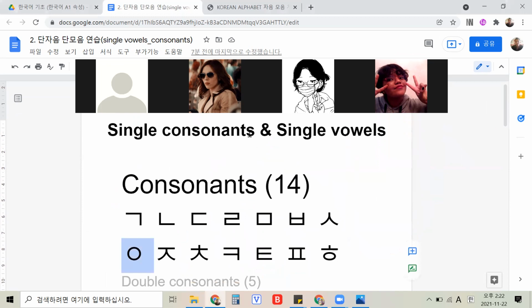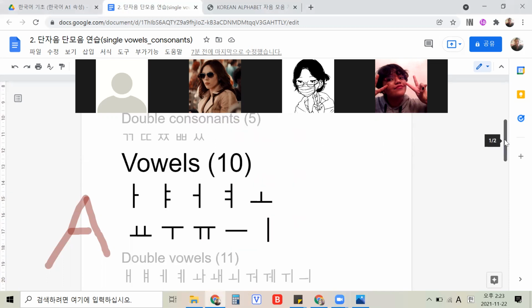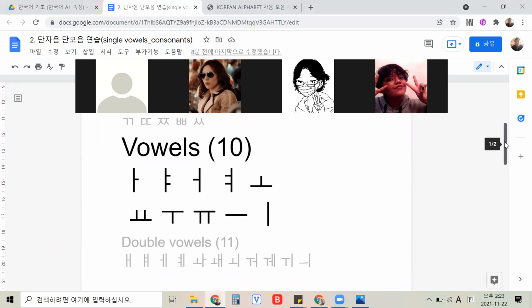Now, this one. This is very interesting. It's just a round. And the sound of this consonant, remember, it is an A sound. Wait a minute. In that case, is that the same as this vowel? Oh, I have to say yes. But why do they put it in the consonant actually? Because that's how Korean works. So here's an interesting thing.